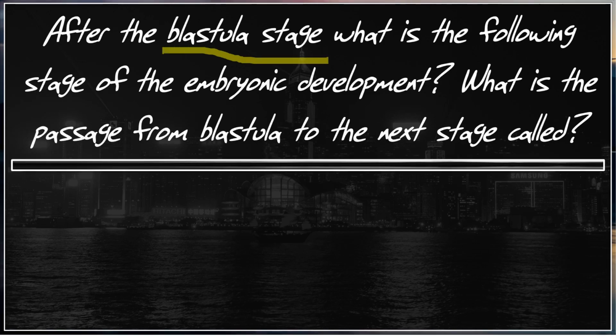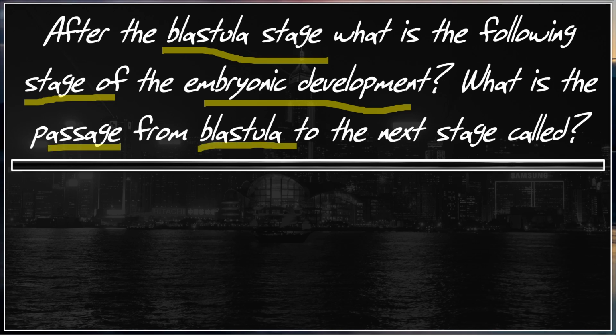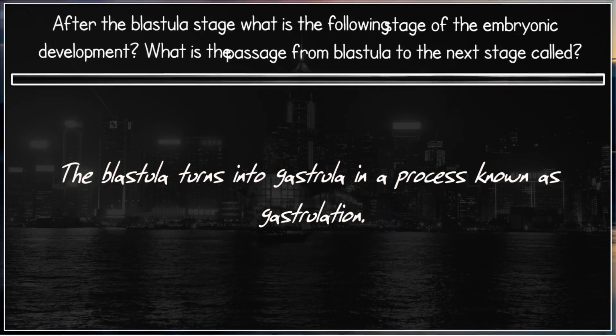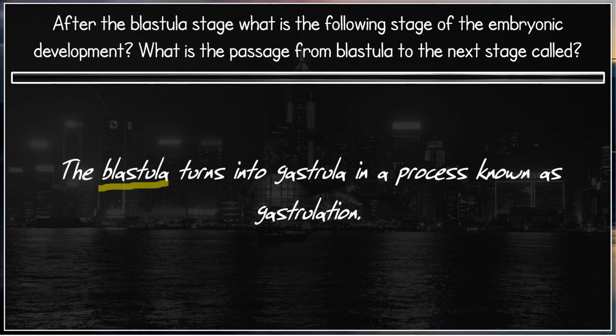After the blastula stage, what is the following stage of the embryonic development? What is the passage from blastula to the next stage called? The blastula turns into the gastrula, a process known as gastrulation.